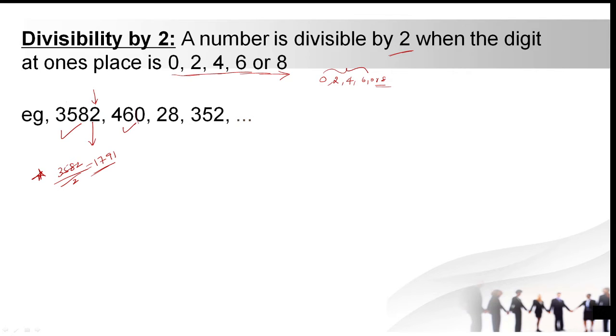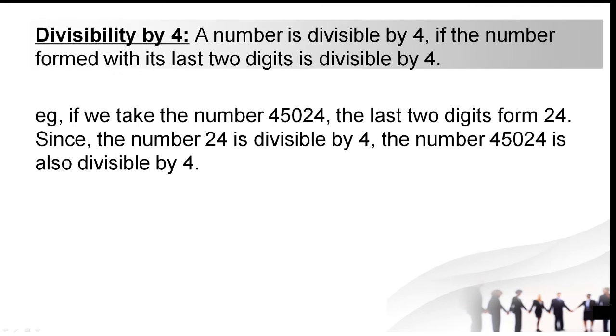Second example, here it is having 0 in the last digit, so it is divisible by 2. Third example is having 8, so it is also divisible by 2. Fourth example is 352. It is also having 2 in the last digit. So all these examples are divisible by 2. Okay, so this is the rule for 2. Now we'll move to the rule for 4.